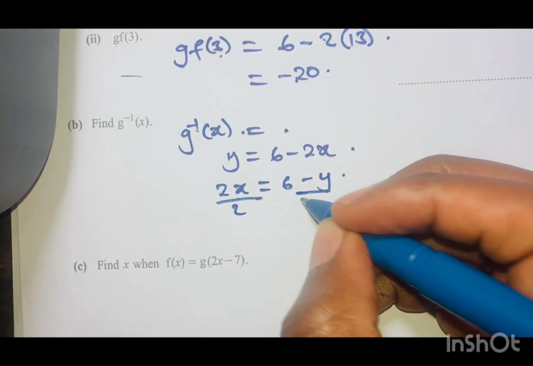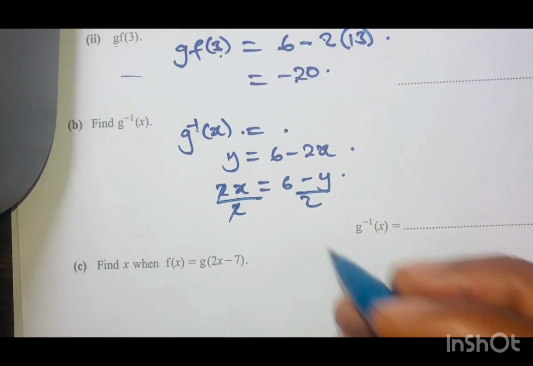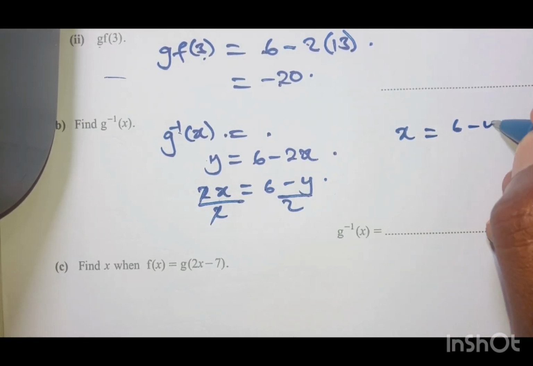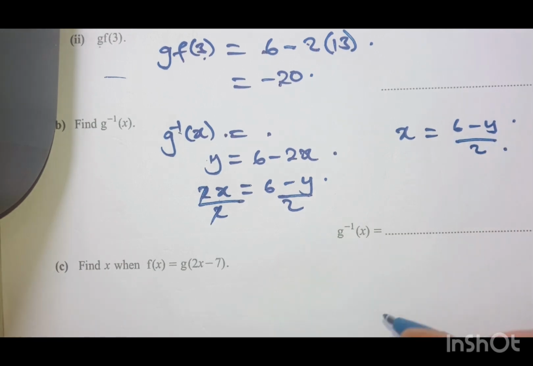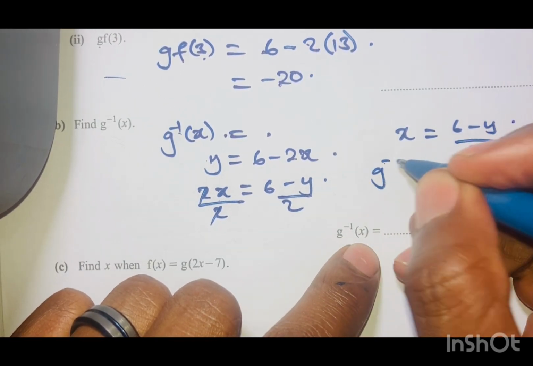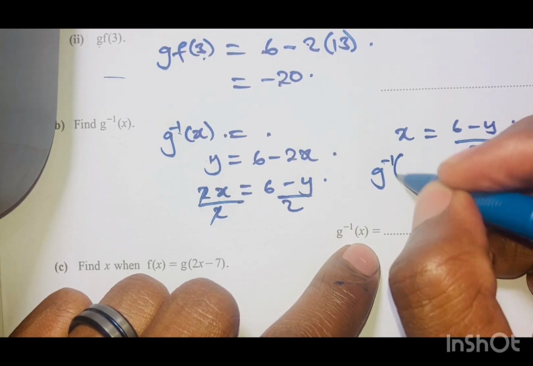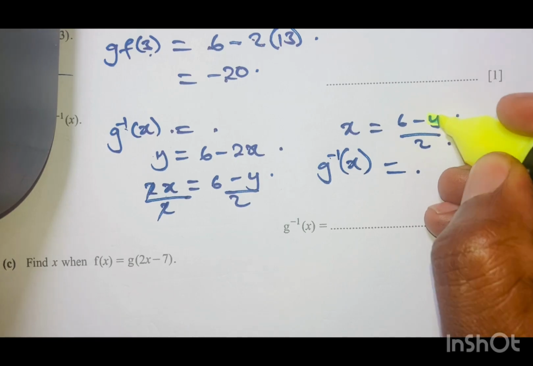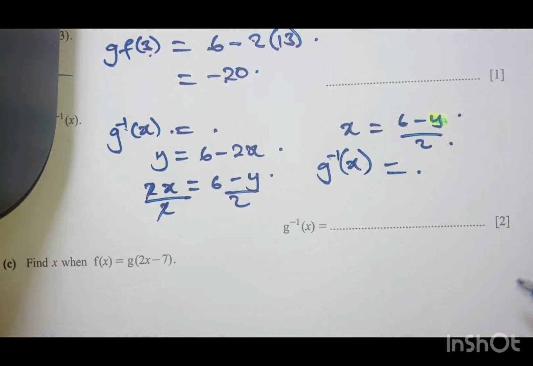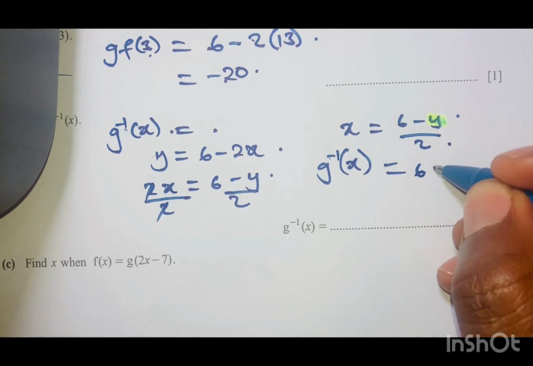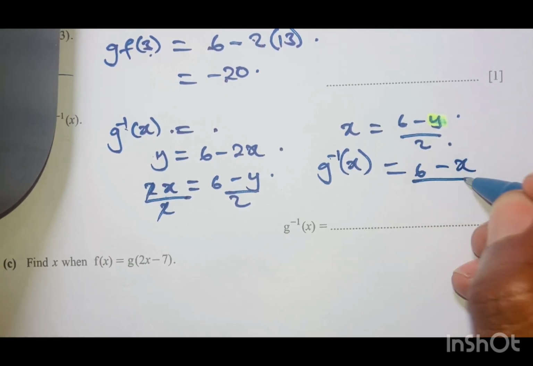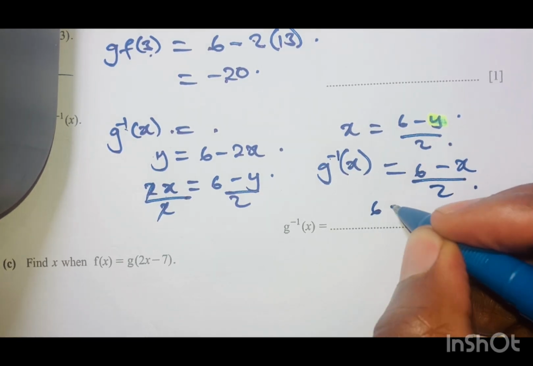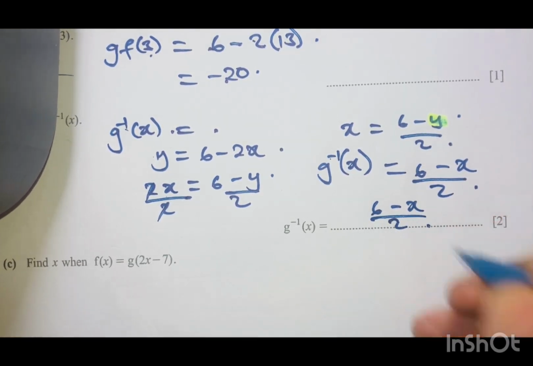over 2, over 2. So I make x subject of the formula, so x is equivalent to 6 minus y over 2. So g inverse of x is going to be equivalent to, I'll just substitute the value of y here, so it will be 6 minus x over 2. So g inverse of x is 6 minus x over 2.